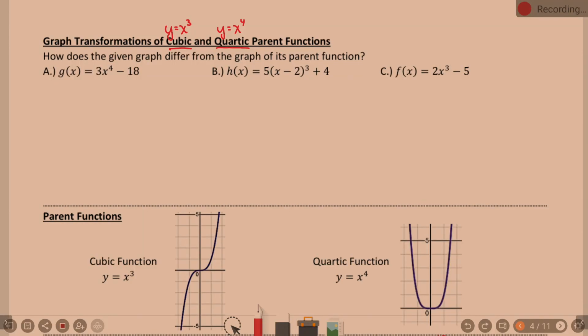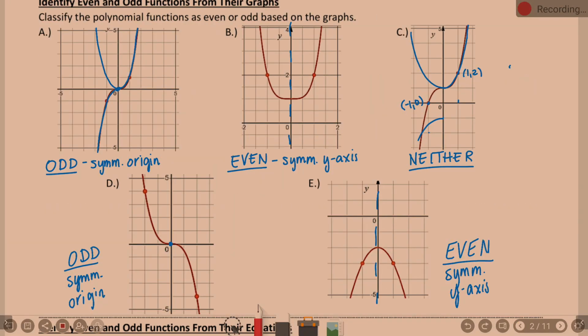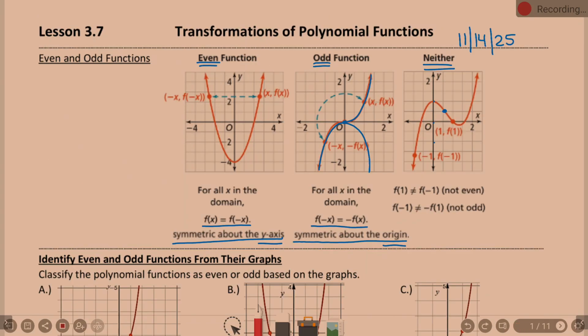Brief review. I'm not going to go into any of this, but on Friday we started talking, for those of you that weren't here, about even and odd functions. Even is either symmetric about the y-axis or f of x equals f of negative x. Those were the two ways to tell, and that's in the notes. If it's an odd function, it's either symmetric about the origin or f of negative x equals negative f of x. We had that algebraic option also. And then, of course, the third option is neither.